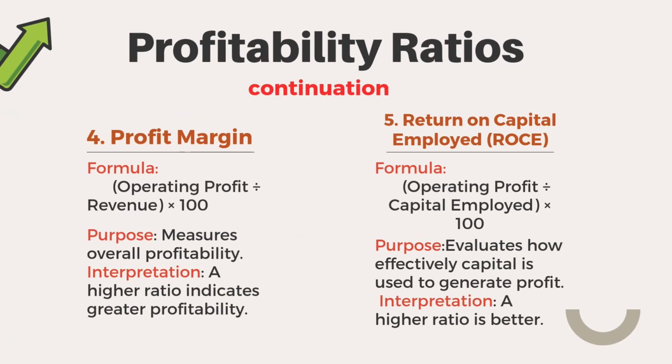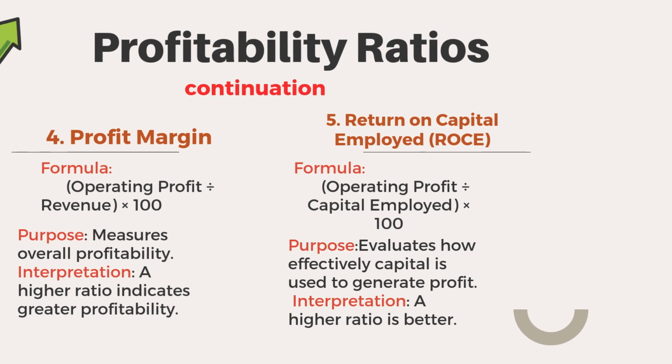4. Profit margin. Formula: operating profit divided by revenue times 100. Purpose: measures overall profitability. Interpretation: a higher ratio indicates greater profitability. 5. Return on capital employed, ROCE. Formula: operating profit divided by capital employed times 100. Purpose: evaluates how effectively capital is used to generate profit. Interpretation: a higher ratio is preferred.